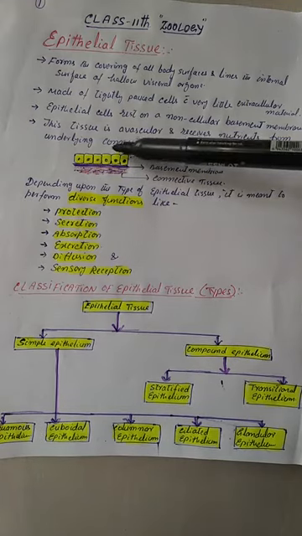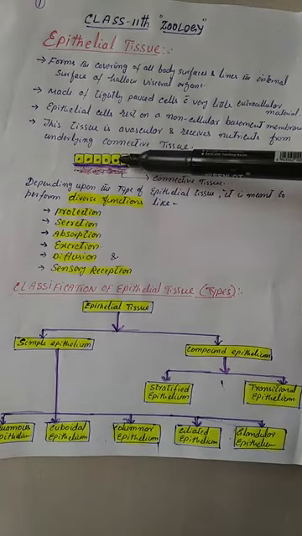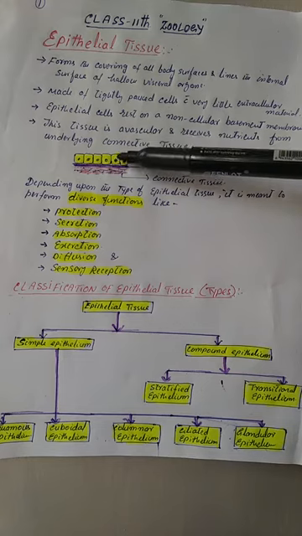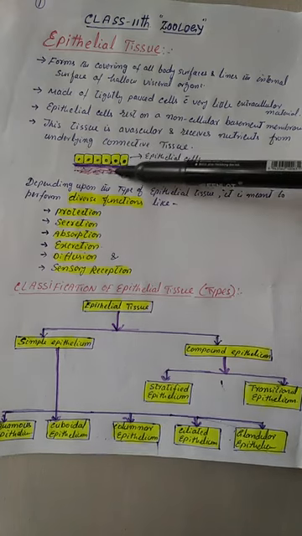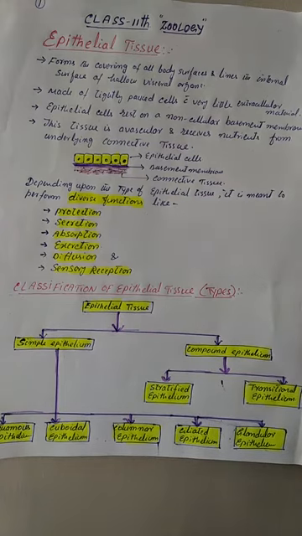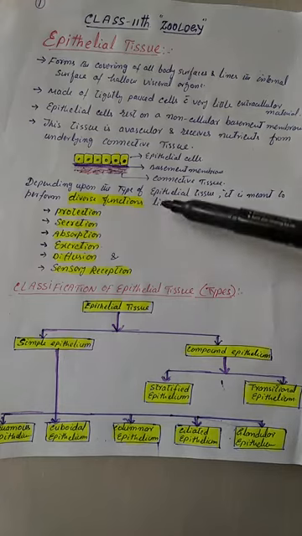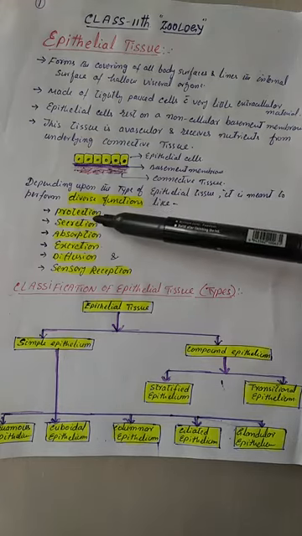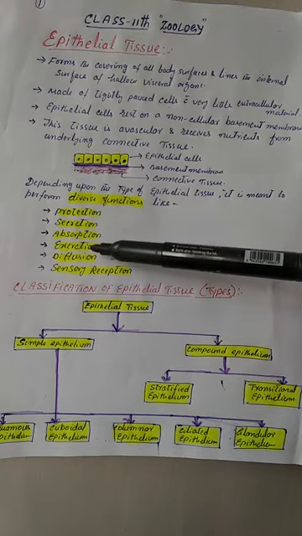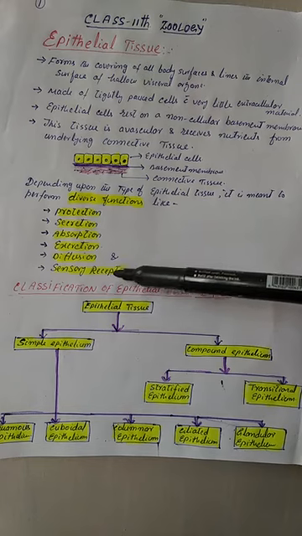and the tissue is avascular. That means the epithelial tissue does not have its own blood supply but derives its nutrients from the underlying connective tissue below the basement membrane. Now, depending upon the type of epithelial tissue, it performs diverse functions like protection, secretion, absorption, excretion, diffusion, and also sensory reception.